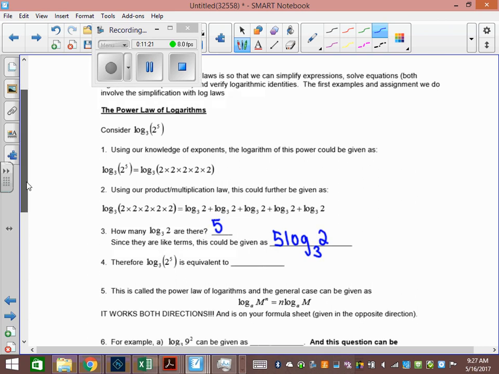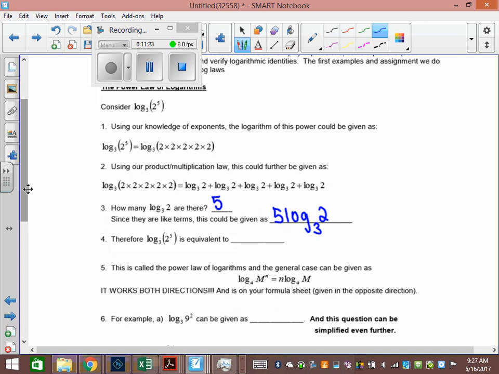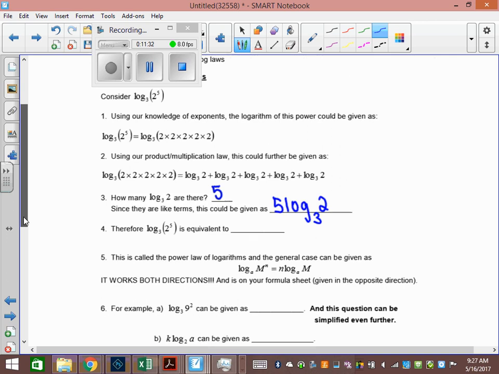So that's the reason why this 5 can just come in front of the log, or it can go up as the exponent conversely, because you have 5 of them. Okay? It works in both directions.